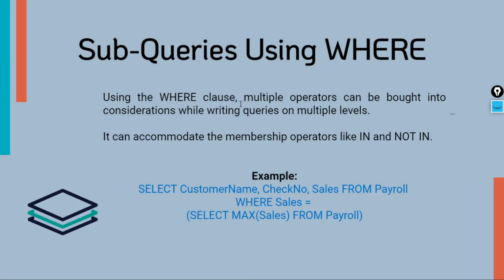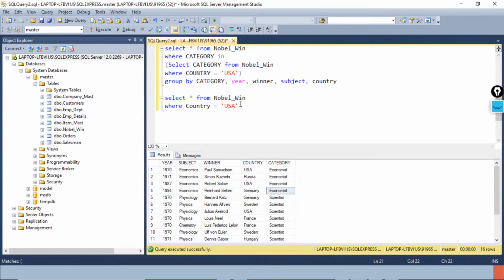Subqueries using where. This is what we were seeing so far. So using the where clause, multiple operators can be brought into consideration while writing queries on multiple levels. I did not show exactly multiple operators. I'll give an example for multiple operators also.